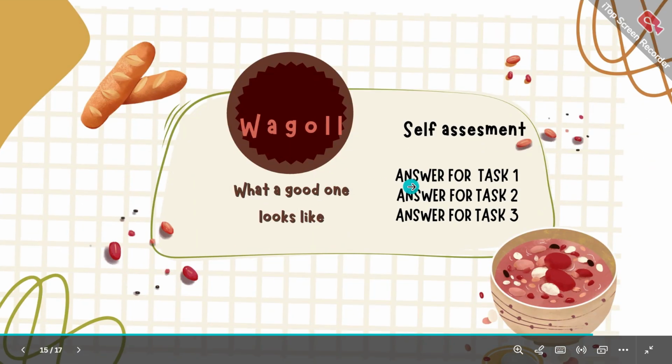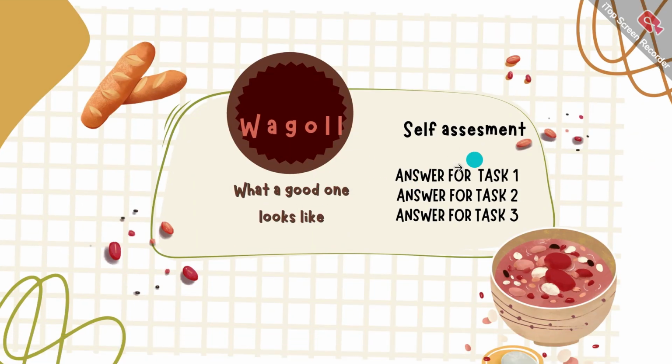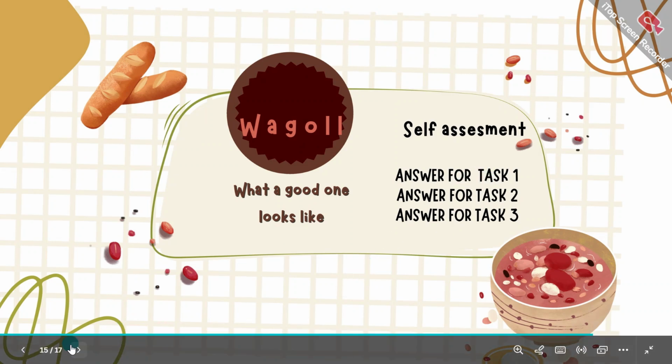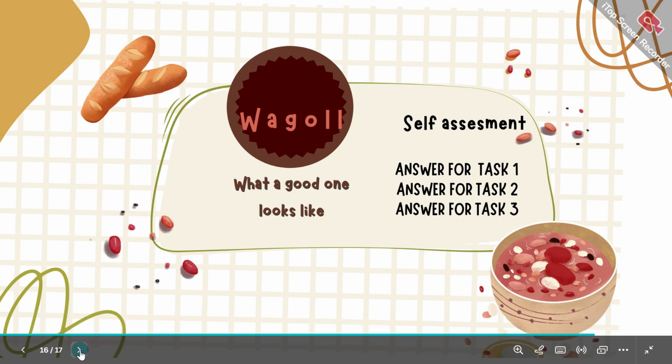So what a good one will look like. Okay. So you have to do self-assessment of the answers for task one, task two, and task three. You will make your answers on your own and then self-assess which one is correct for me, which one is not good, not an appropriate answer. In this way you can assess yourself. Doing self-assessment is best because then you will be more capable of knowing where you went wrong and what is right or wrong.